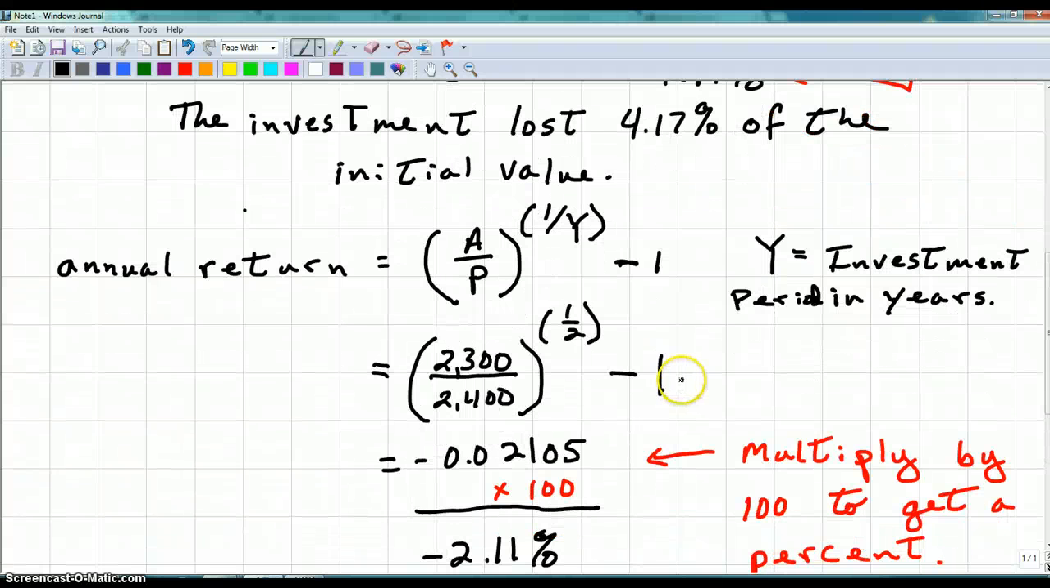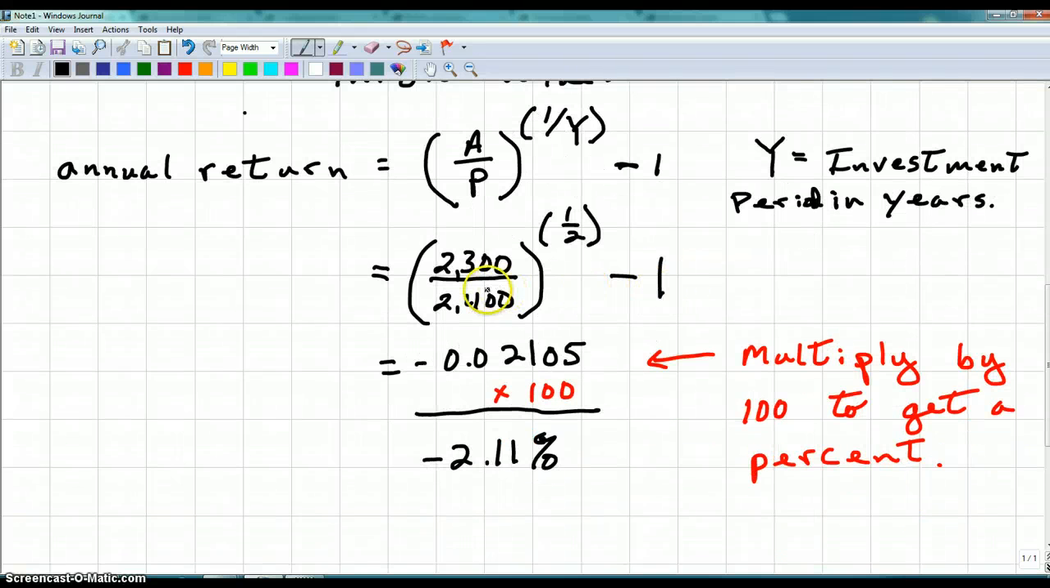Okay, so now we know what our formula is. Big A over big P raised to the 1 over y power minus 1. Remember, the investment period is in years, so I write out my formula: 2,300 divided by 2,400 raised to the 1/2 power minus 1. This is going to give me negative 0.02105, and I'm going to bring in the online calculator and show you exactly how that's done in just a moment. We then want to take that and multiply by 100 to get the percent, and that's going to be my annual return as a percent.